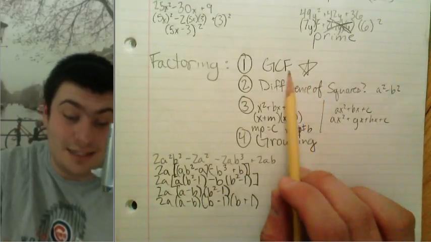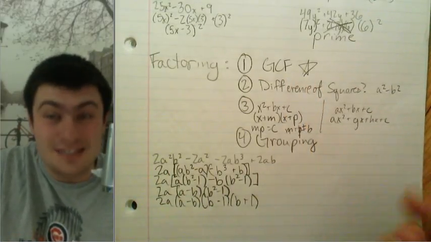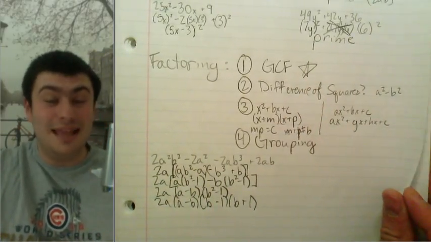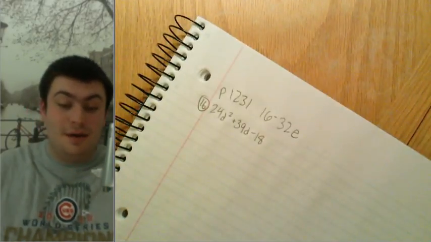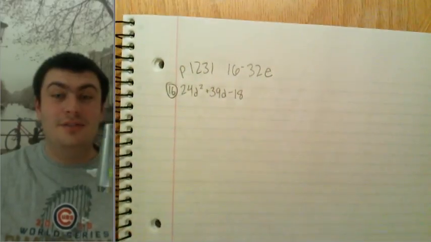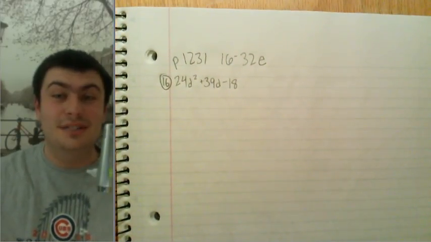But if you notice, I had to use a GCF and then grouping and then a difference of squares. And that's okay. Things might have to be factored more than one time. On our practice, we're on page 1231, 16 through 32 even.